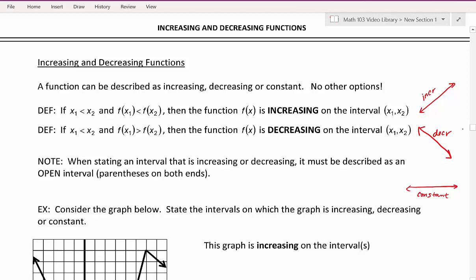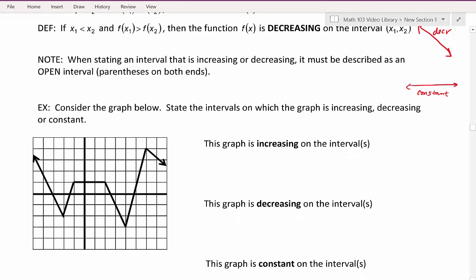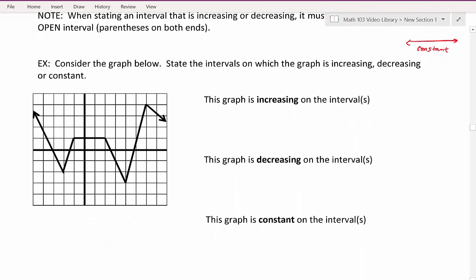Please note that when stating an interval that a function is increasing or decreasing, it must be described as an open interval, which means that there are parentheses on both ends. And I'll explain a little bit more about that in a minute. So let's take a look at this graph below. We want to state the intervals on which the graph is increasing, decreasing, or constant.